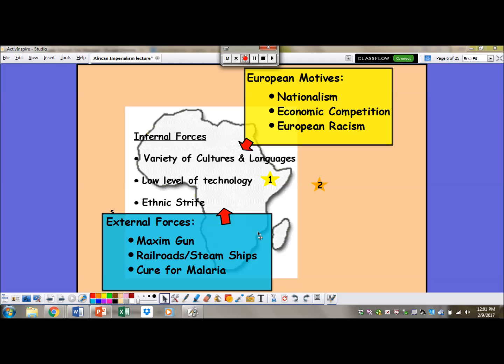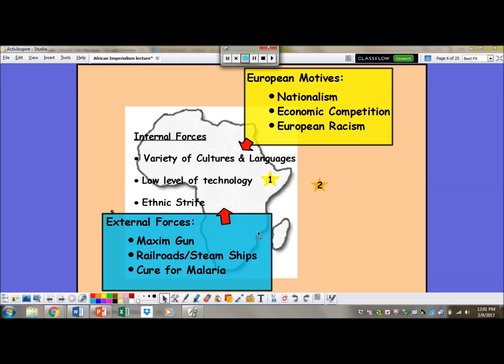The Europeans are coming in with machine guns and the railroad and steamships, and many African cultures had received guns during the slave trade, but those guns are now way behind the times. Other cultures never received guns and are still fighting with spears or bows and arrows. And you just can't compete against machine guns at this point.